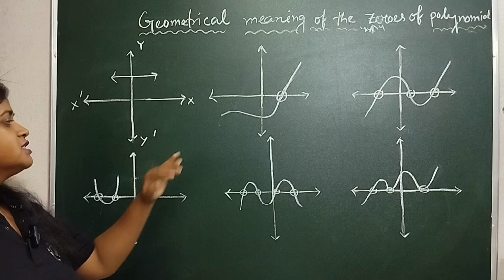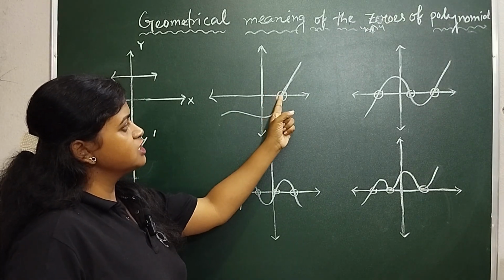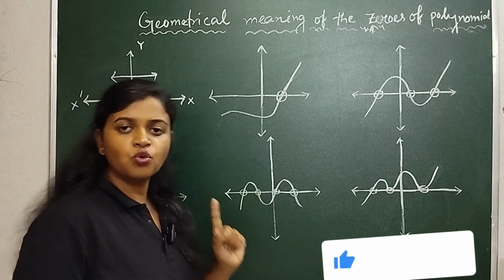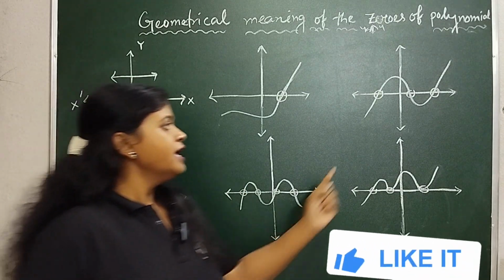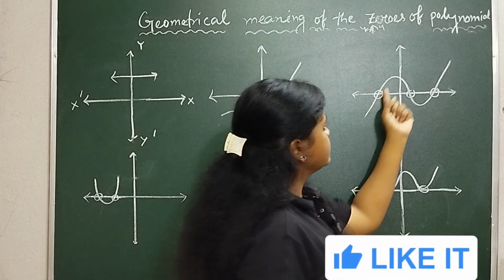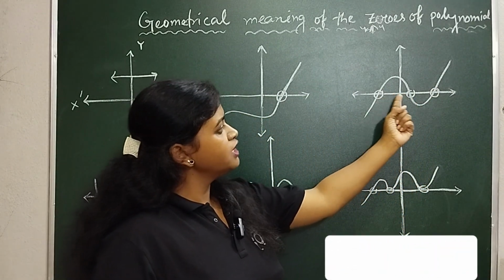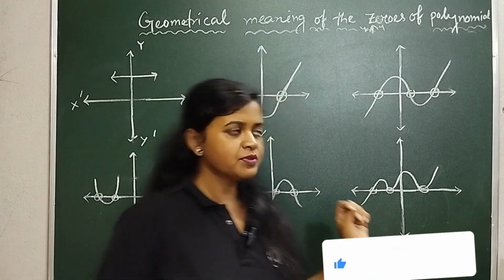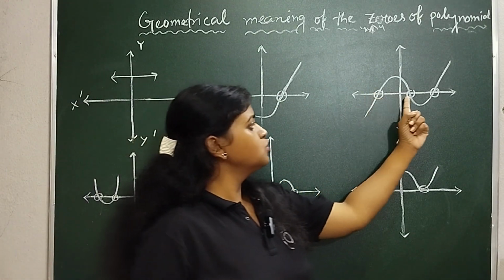For the second graph, we see that this graph cuts the x-axis at this point. So this graph has only one zero of the polynomial. In the third graph, we see that this graph of the polynomial cuts the x-axis at 3 points, 1, 2, 3. So this graph has 3 zeros of the polynomial.